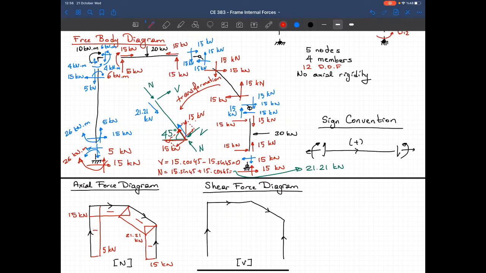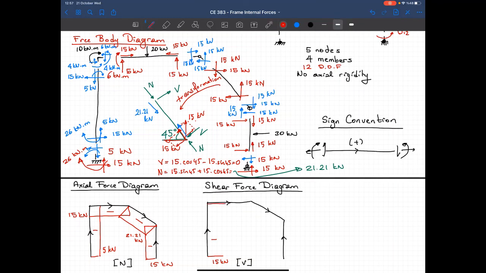Let's show it. 15 kilonewtons, and that's negative. Let's take a look at the top now. Again, I'm rotating this by 90 degrees. Then this will be the positive direction. Take a look at this 15 kilonewtons. They're in the opposite direction. So at the top, I also have minus 15 kilonewtons.